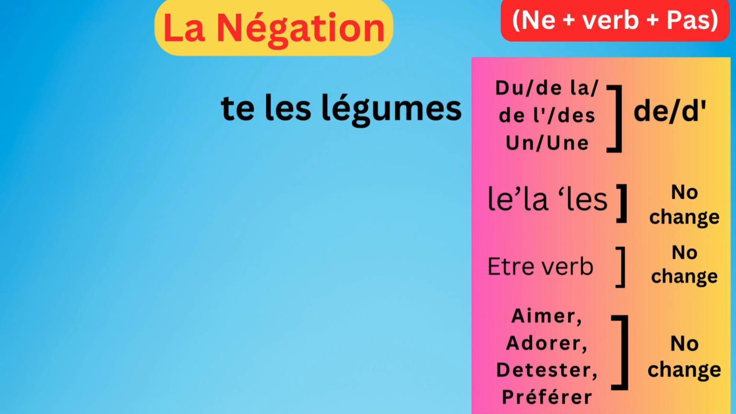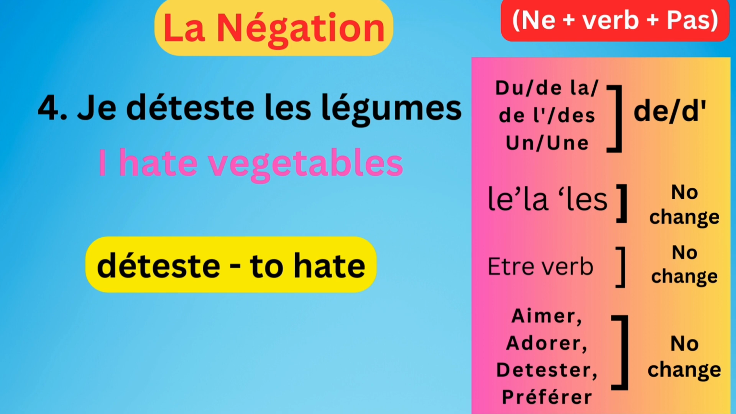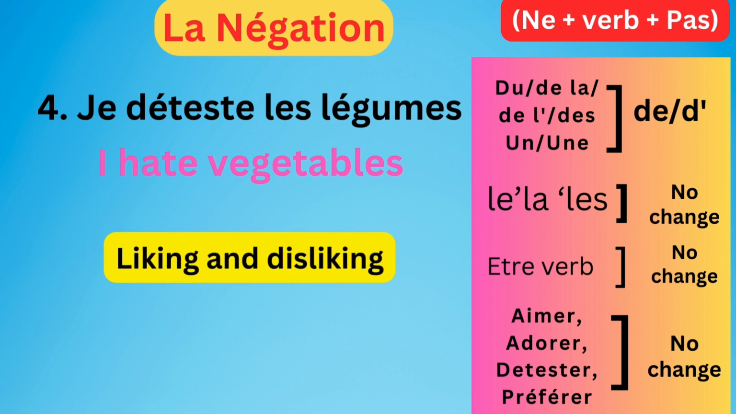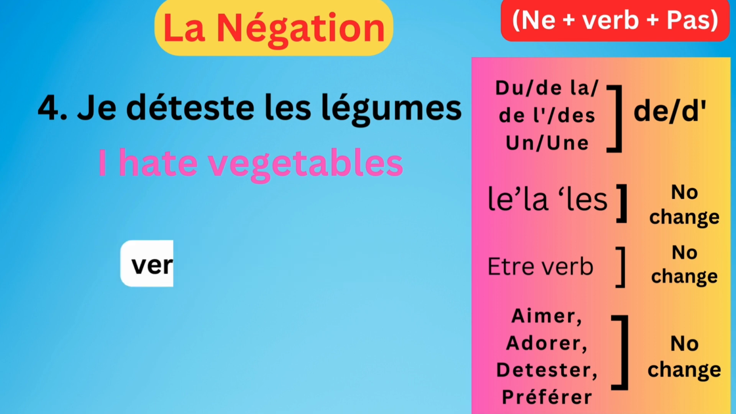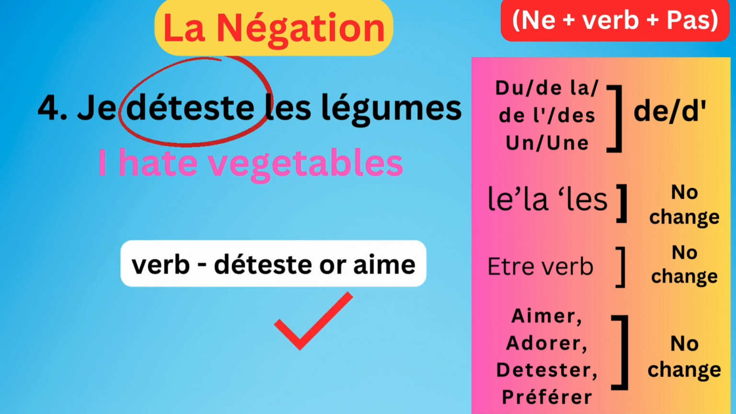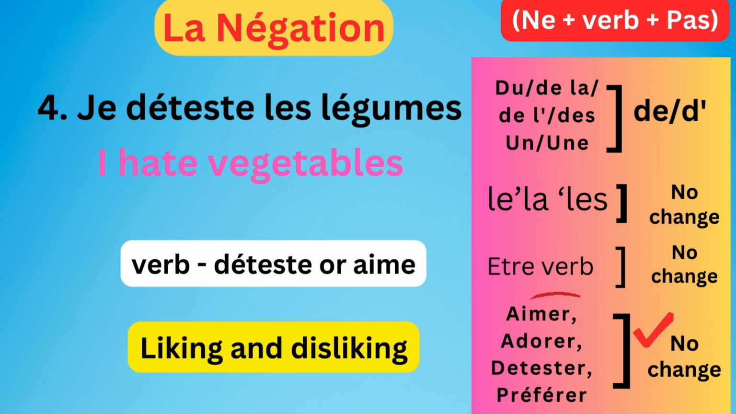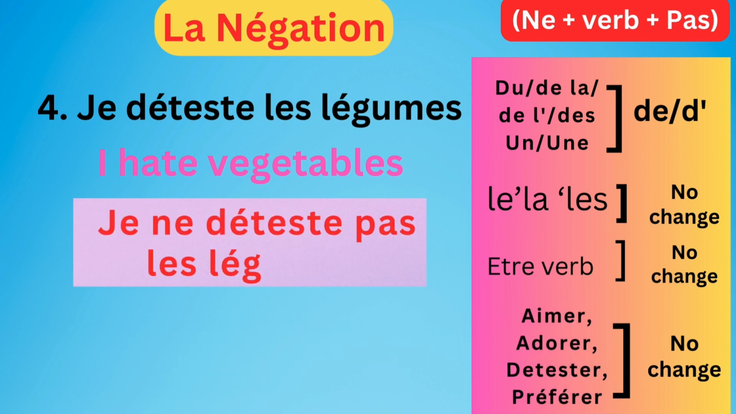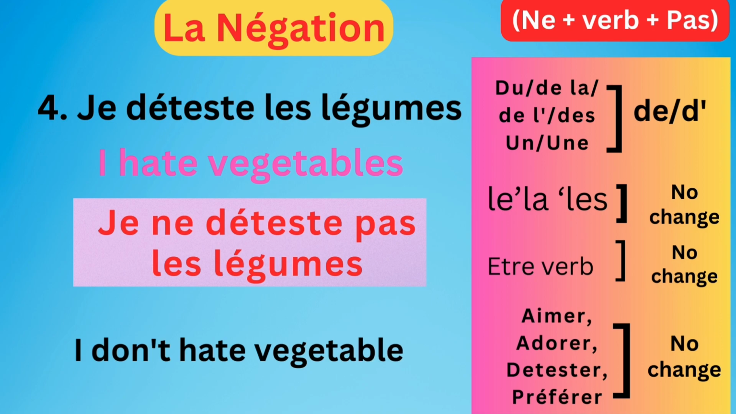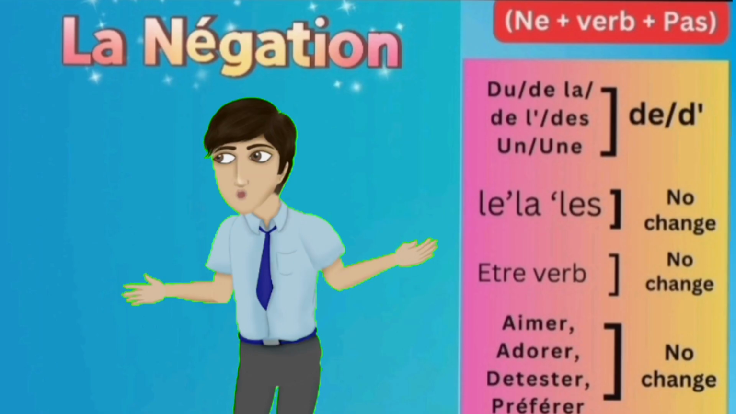Je déteste les légumes. I hate vegetables. Déteste means to hate. As I told you, liking and disliking are definite, so we always use definite articles with them. The rule also says that whenever there is déteste or aime, a verb in the sentence meaning liking and disliking, there should be no change in the article. So we write Je ne déteste pas les légumes. I don't hate vegetables. So it was all about the rules to convert positive sentences into negative ones.